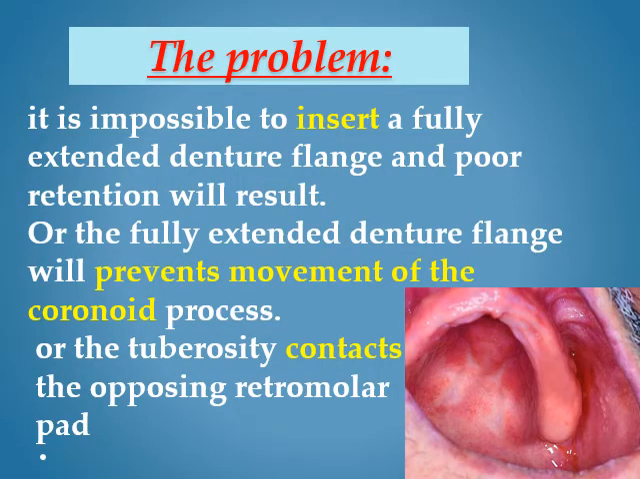The problem: it is impossible to insert fully extended denture phalange and poor retention will result. هي مشكلة الريتنشن. Or the fully extended denture phalange will prevent the movement of the coronoid process. هنا دلوقتي لو التيوبروستي كبيرة، المفروض ان يبقى فيه سبيس ديستالي للتيوبروستي عشان الكورونويد بروسيس في الماندبل وقت ما يبقى فيه opening وclosing والحركة دي ان يبقى فيه لها سبيس. Or the tuberosity contacts the opposing retromolar pad. التيوبروستي بتبقى enlarged ولها داون جروس وتلاقيها ملامسة الريترومولار باد بتاع اللور تحت.